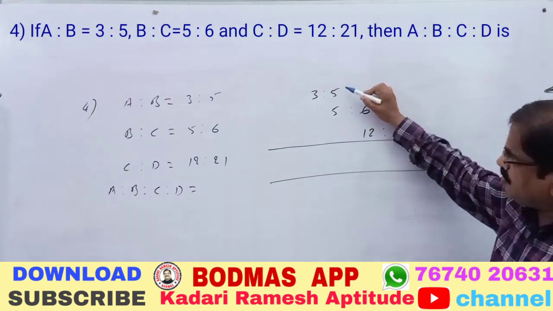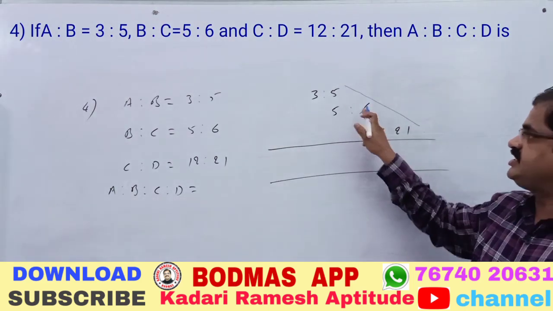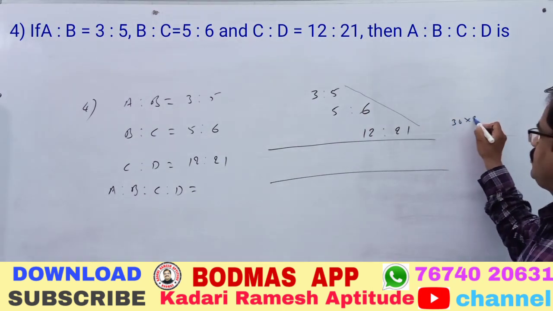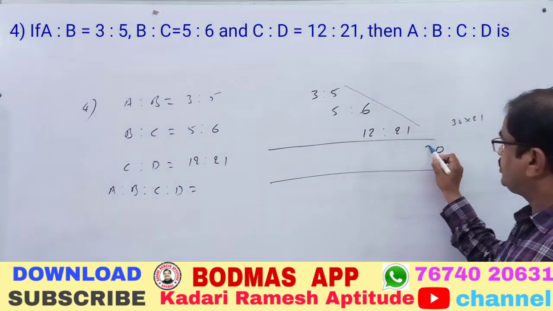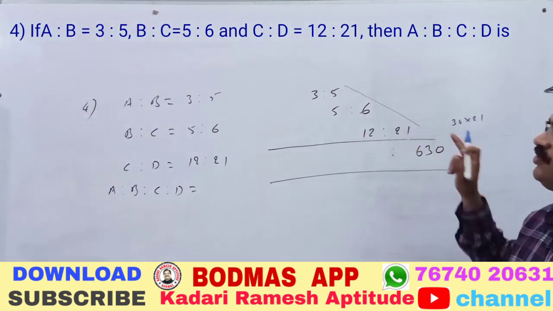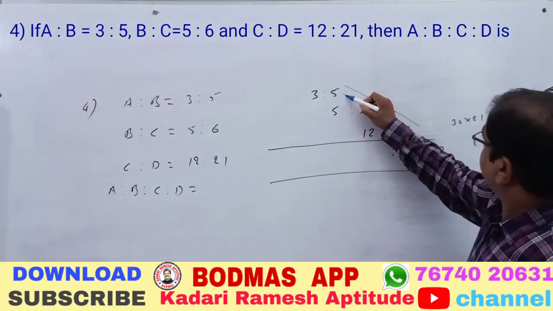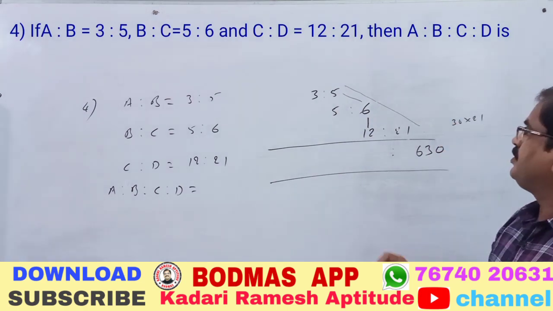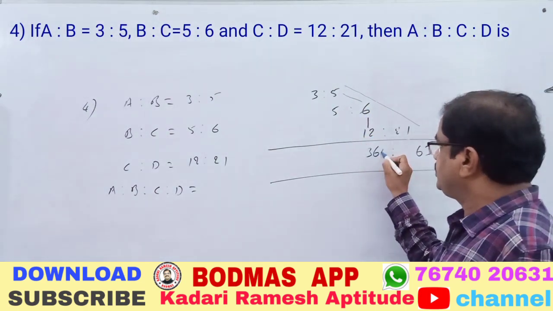First, these three you have to multiply in a straight line. 5 times 6 is 30. So 30 into 21: 3 ones are 3, 3 twos are 6, so 630. So 5 times 6 is 30, and 30 into 21 is equal to 630. This is the second step: 5 times 6 is 30, and 30 into 12 is equal to 360.